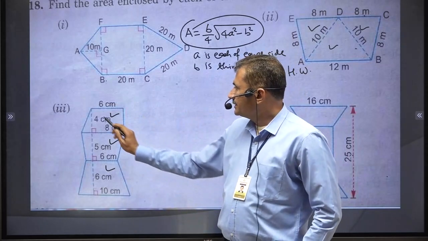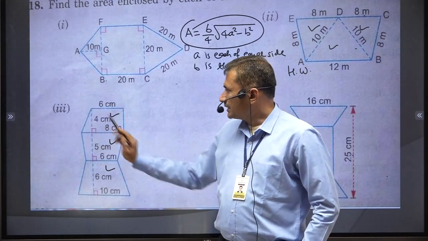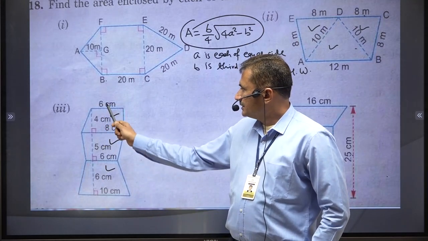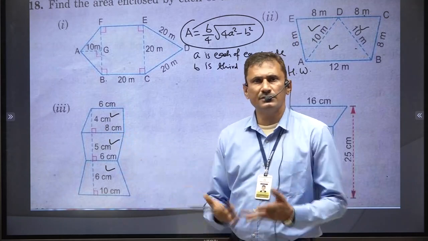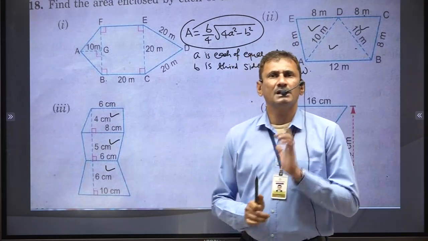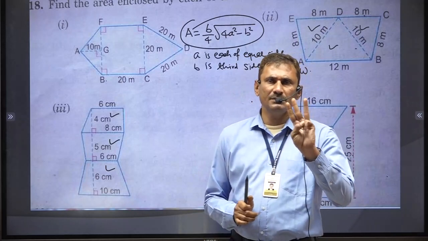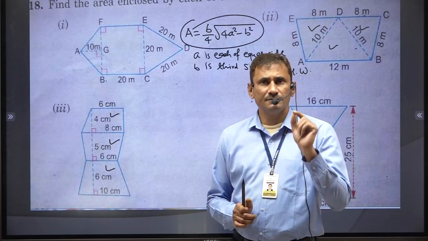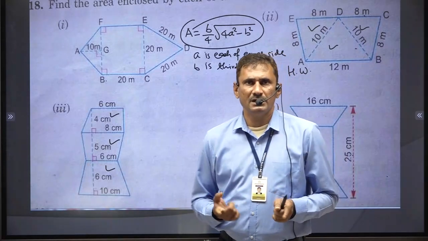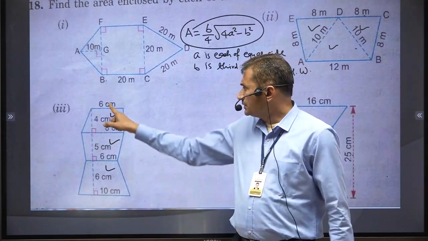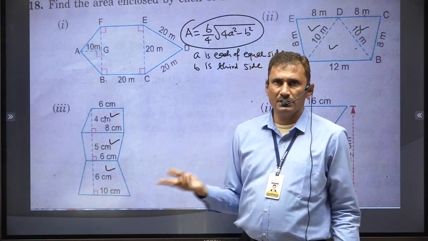So you can see here in this trapezium, the parallel sides are 6 and 8 and the altitude is 4. So everything is ready. Nothing to find, only find the answer directly. Because all three parameters we want, all three dimensions, one parallel side, second parallel side, and the distance between the parallel sides, meaning altitude, all three values are given. So you can find it.